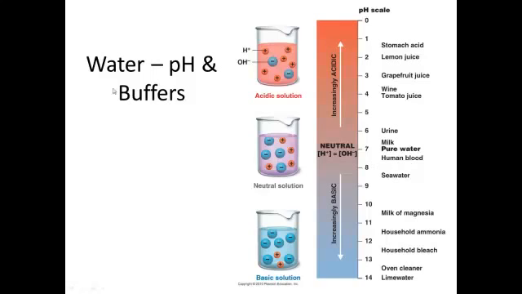So it uses buffers to maintain that pH. Buffers are salts, or more usually weak acids or weak bases that can adjust to an increase or decrease in hydrogen ions by either taking up hydrogen ions or releasing them.